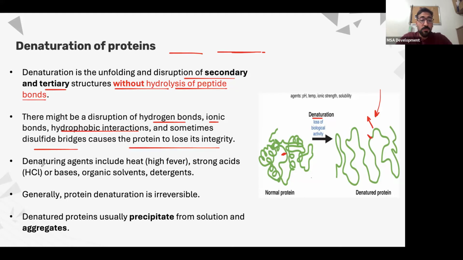which causes the protein to lose its integrity. Now, denaturing agents, I said, for example, high temperature such as high fever. We have acids such as hydrochloric acid, some solvents, some detergents, some toxins from outside. Once the protein is denatured, this is irreversible, so it cannot fold again. So once the protein is denatured, this is an irreversible process. Denaturation of proteins usually will lead to precipitation and aggregation.